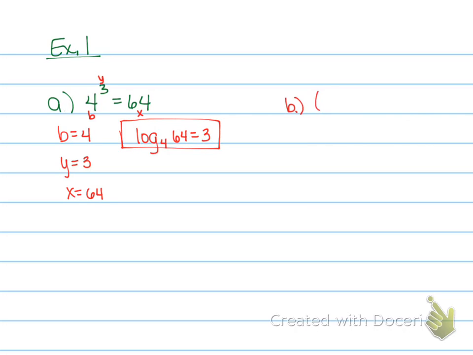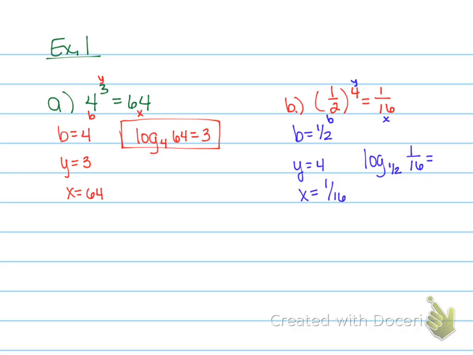b is going to be 1/2 raised to the 4 equals 1 over 16. So same idea. Here's your b to the y equals your x. List it if you need to. So your base is 1/2, your y is 4, and your x is 1 over 16. And then write it in log form. So literally write out the word log base 1/2 of x, so the 1 over 16, equals y, which is 4. And there's our log form for it.